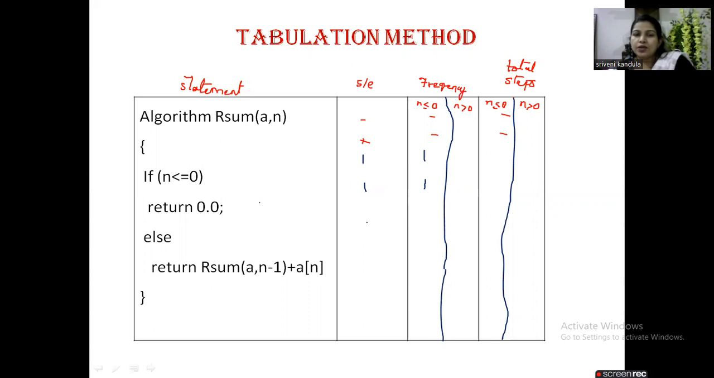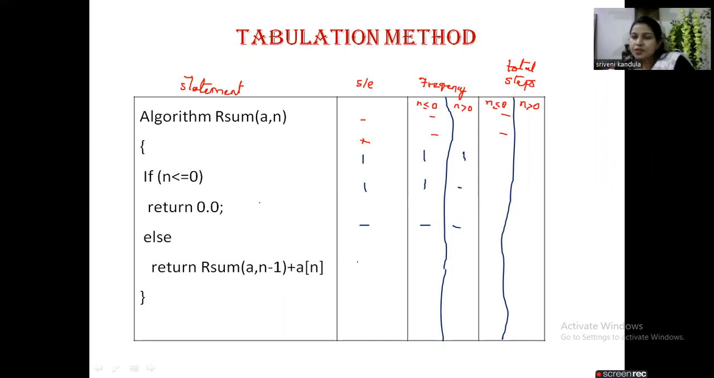So now coming to the else part. In the else part, this is just part of the syntax. So once again you are coming to the case of n greater than 0. There, once again your if condition is getting evaluated. So S by E is anyhow 1. The frequency in this case is also 1, but the return will not get executed. And here we have one more return.